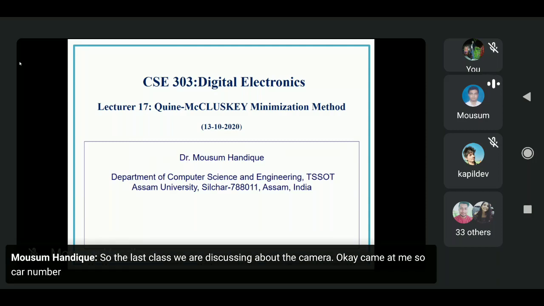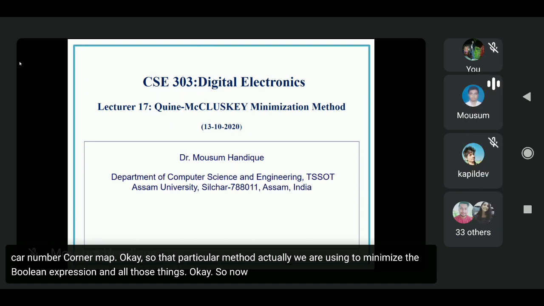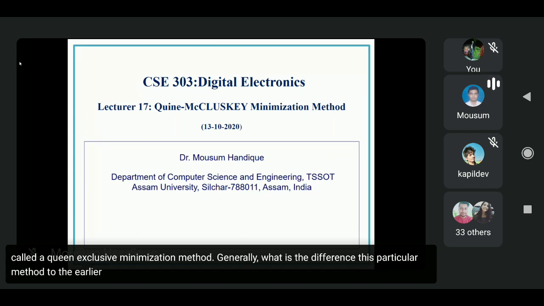Karnaugh map. That particular method we are using to minimize the Boolean expression. Now the next minimization technique is called the Quine-McCluskey minimization method. What is the difference between this method and the earlier method? The earlier method means the K-map method.